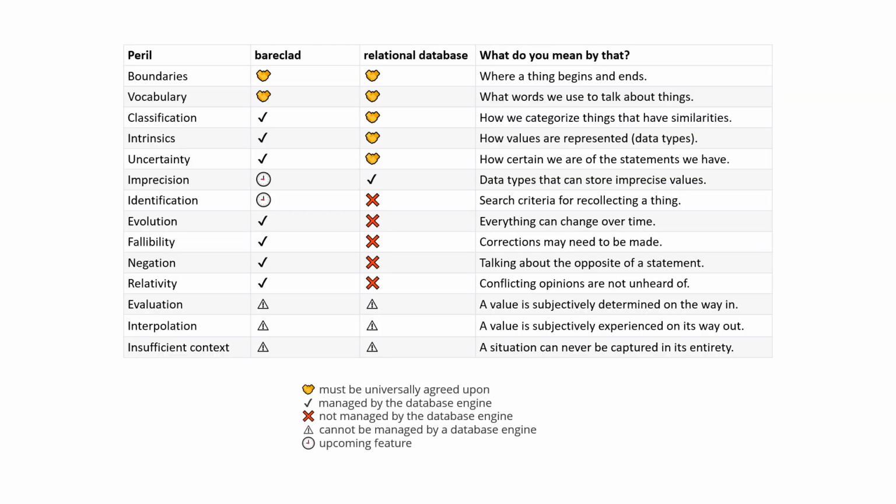So the idea behind Bareclad is to capture information more true to the true nature of information, or reality itself. The way we do that is to first figure out as few things as possible that you have to agree upon, so that basically all of the other stuff is things that you can, if you want, disagree upon. Compared to a relational database, Bareclad has fewer things that you actually need to agree upon beforehand. And of course, Bareclad does things that relational databases don't, at least not internally in their database engine.